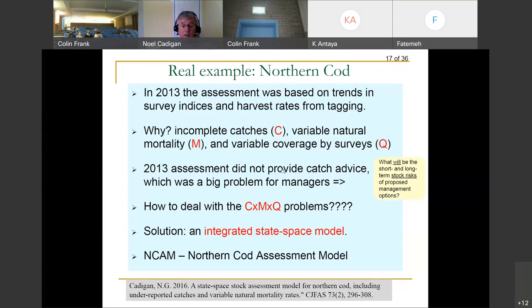So the 2013 assessment did not provide catch advice. This was a big problem for managers, right? Remember that managers really want information on the short and long term stock risks of proposed management options.